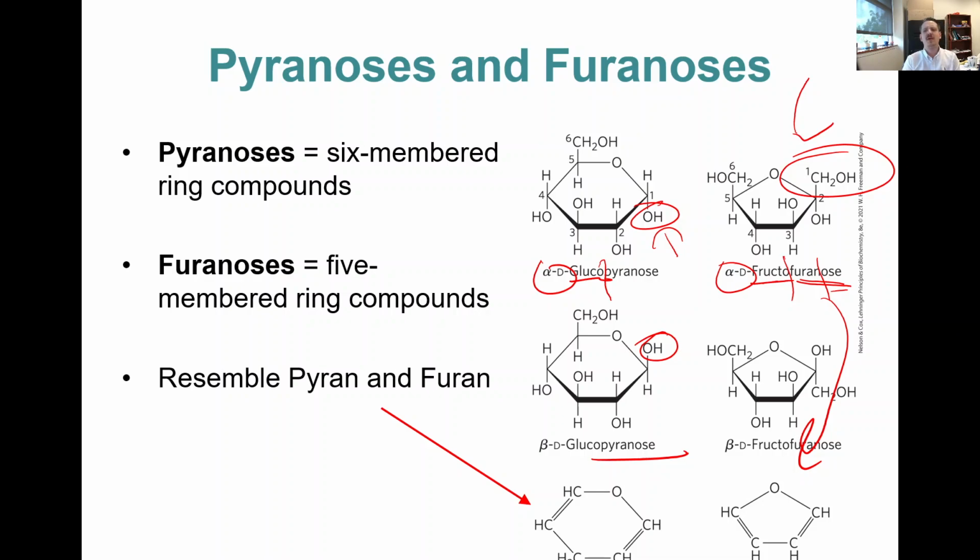So now to finish up, I'm just going to talk about how we actually work out how you go from the linear form to the cyclic form, because that's going to be important. It's important for understanding enzyme mechanics, and also understanding the chemistry and how they bind to receptors. But also it's going to be test material in my exams.